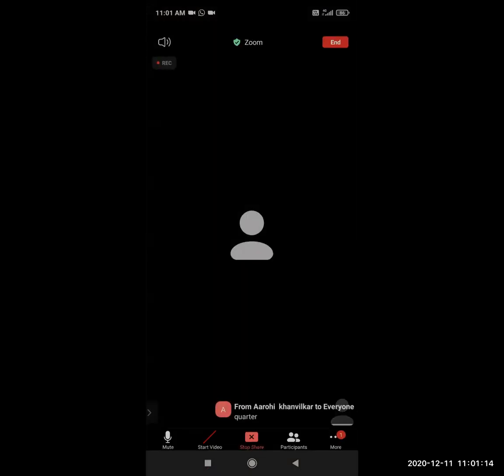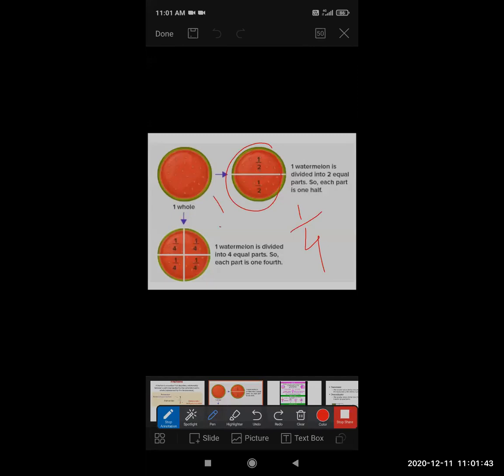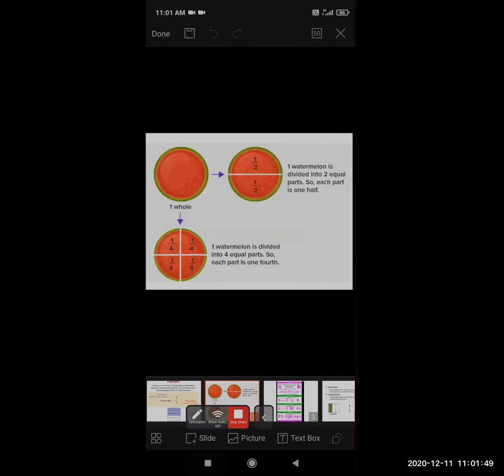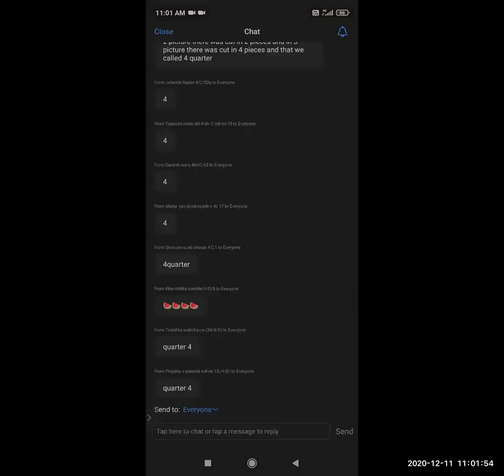Quarter. So in the full watermelon, how many quarter parts are there? Very nice. 4 quarter parts are there, right? And each part we call 1/4. I'm going to show you better, okay? In this way, each part is 1/4, right? This is the half part. Half part we call 1/2, right? Clear, everyone? Yes or no?